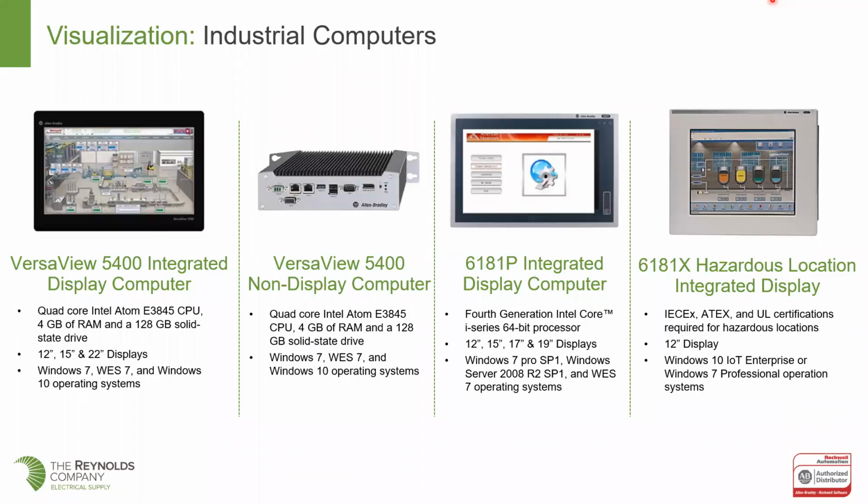With that, we're going to take a look at some of the industrial computers. These are some of the systems that Rockwell's had out for quite some time. There's the 5400 integrated display computer. Those have always gone up to 22 inches as a display. The only problem is that a lot of our applications need Class 1 Div 2, and these are not, so for some of our oil and gas applications, they were not a good fit. We do have the VersaView 5400 wall mount or flange mount PCs. Those are becoming more and more popular.